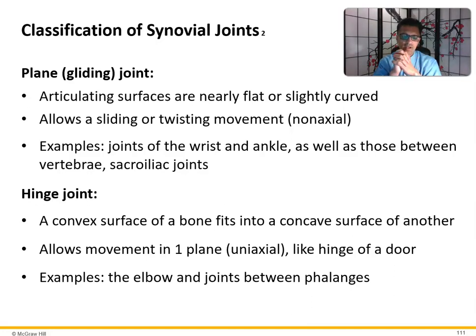Hinge joints have a convex surface of one bone fitting into a concave surface, which allows for one plane of movement, like a hinge on a door. So the elbow joints and some of the phalanges are here. Those are hinge joints.